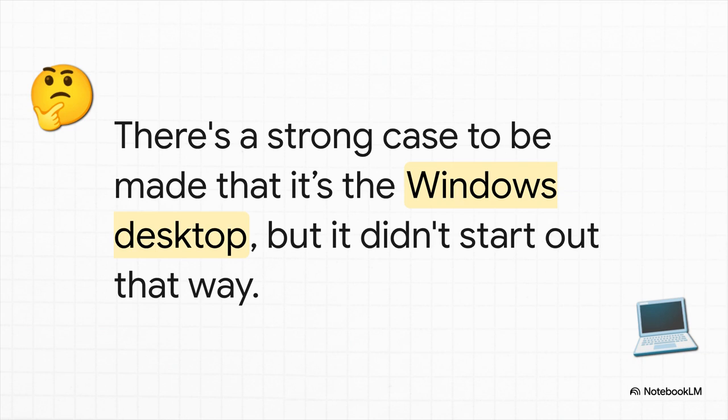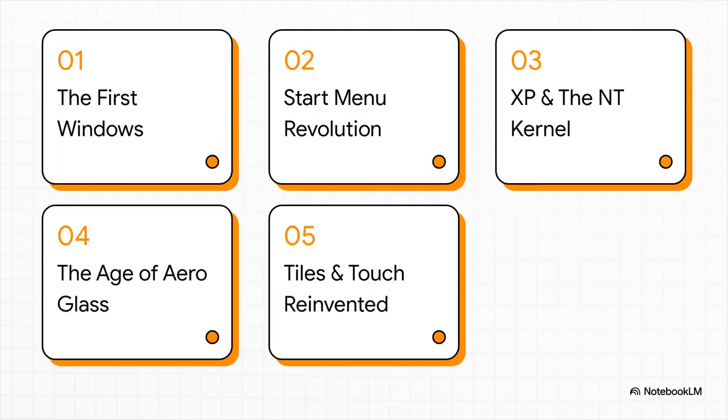But here's the thing. The interface that basically defined the personal computer for decades, well, it was a massive departure from where it all began. So here's our roadmap for this explainer. We're going to look at 5 key eras. We'll start at the very beginning with the first versions of Windows, then see the absolute revolution of the Start menu. We'll look at how XP brought stability and style, get into the slick age of Aero Glass, and wrap up with the big reinvention for touch and tiles.